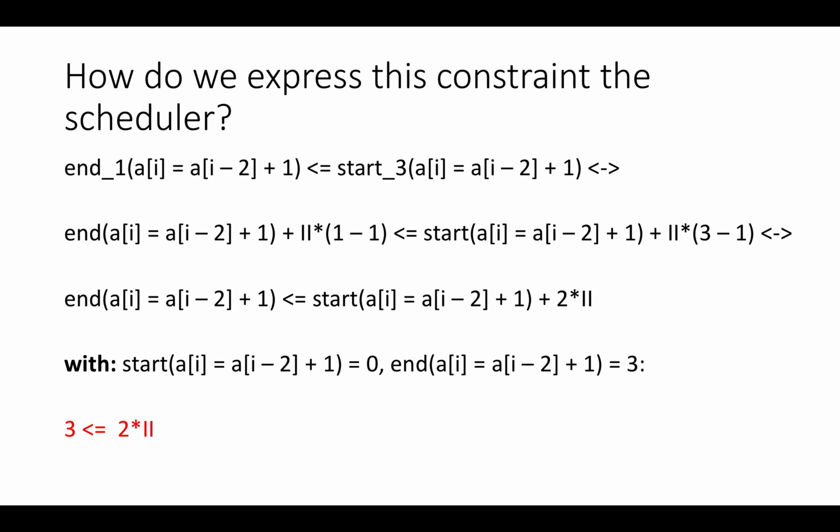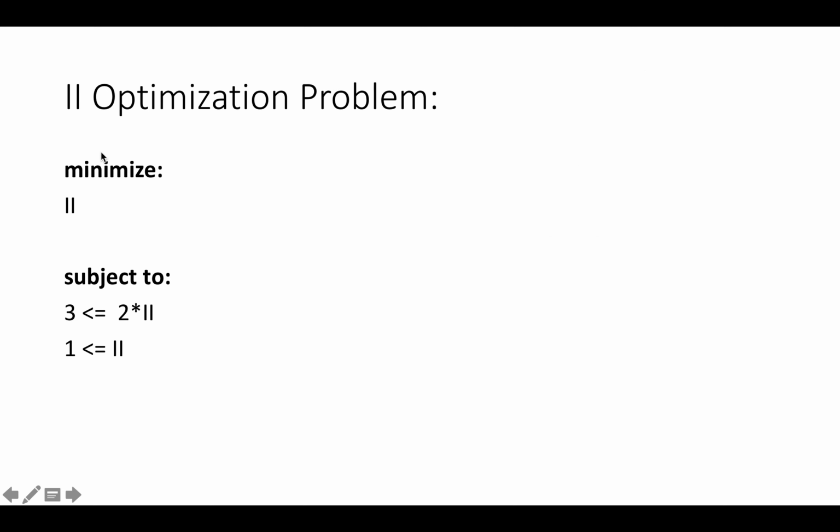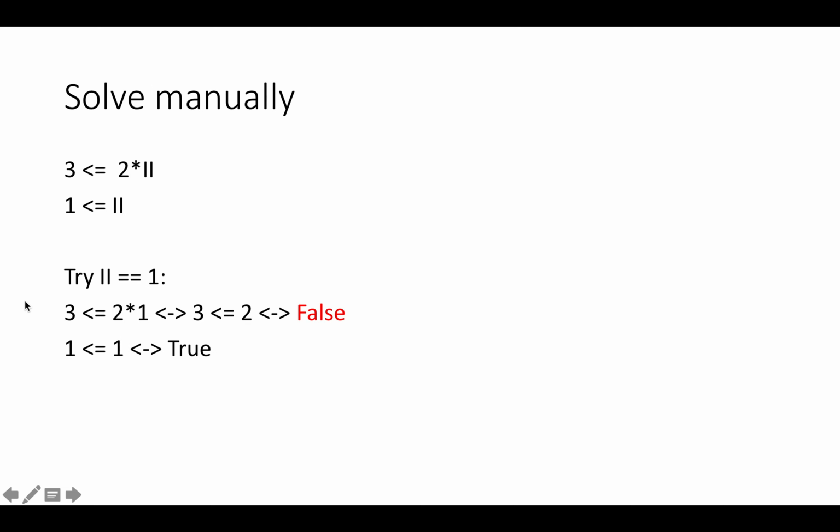And so actually, we can use this constraint to phrase an integer linear programming problem for the initiation interval. What we need to do to compute the II is minimize II, and this is a linear objective function. We can minimize it subject to the constraints 3 is less than or equal to 2 times the initiation interval, and 1 is less than or equal to the initiation interval. So this is just a constraint that will always be there for any initiation interval computation problem, and this is our loop-specific constraint.